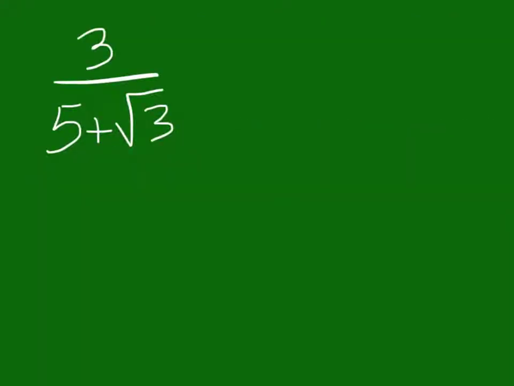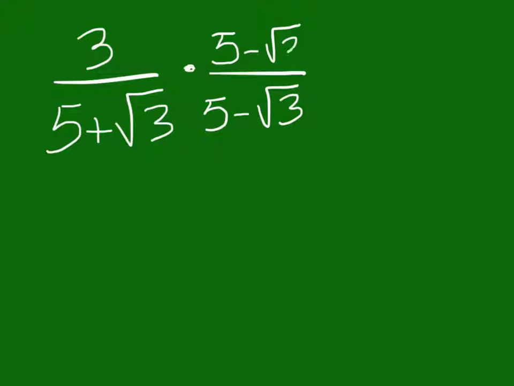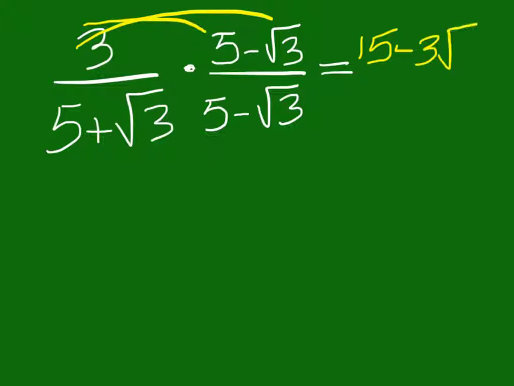Example number 2. You have 5 plus the square root of 3 on the bottom. What must I multiply the top and the bottom by? 5 minus the square root of 3. And when I do that, on the top, I end up with 3 times 5 is 15, minus 3 times the square root of 3 is 3 square root of 3.